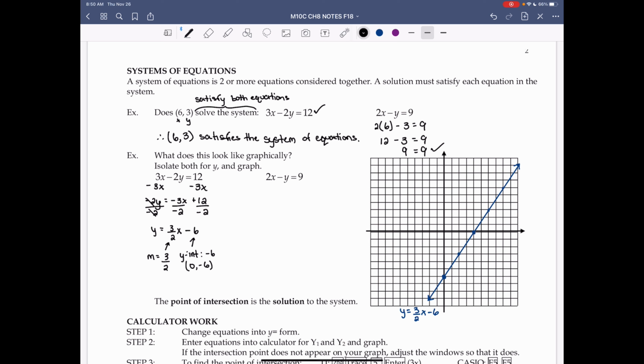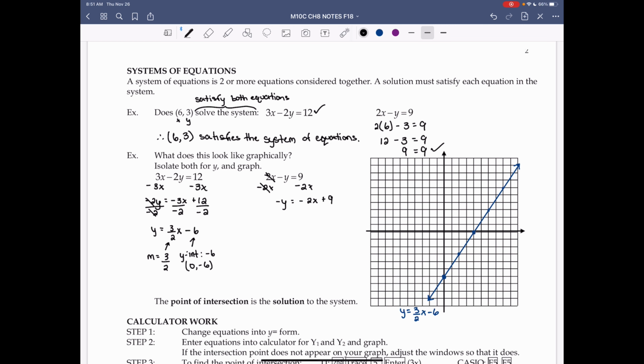Then our second equation, isolate the y. Again, I already have a term on the right side, so I'm going to move the x term over to the right. It's positive 2x. I'm going to subtract 2x from both sides to move it over. 2x minus 2x is 0. I get negative y equals, put the x value first, negative 2x plus 9.